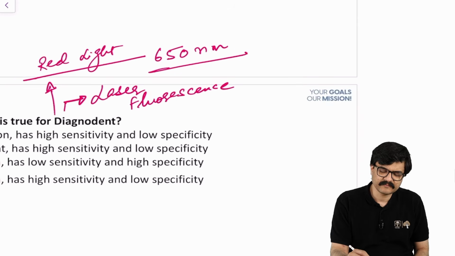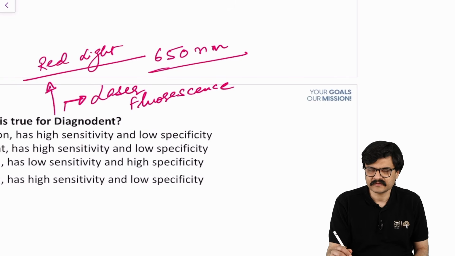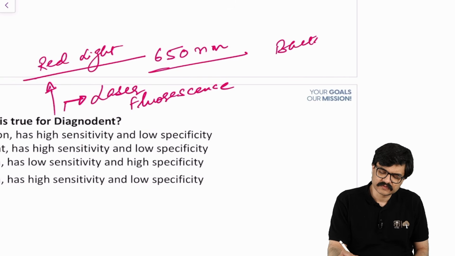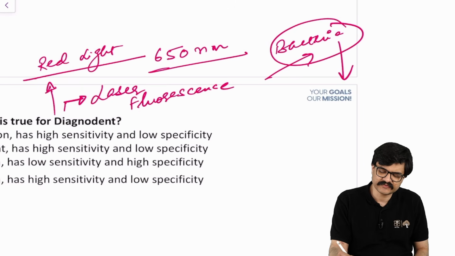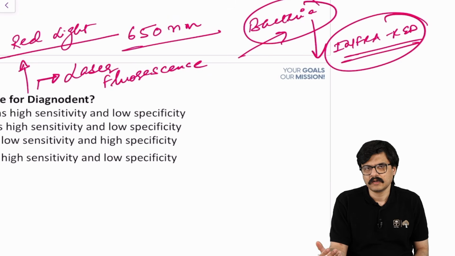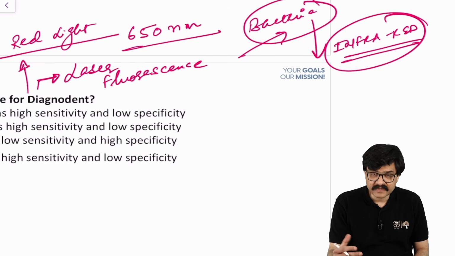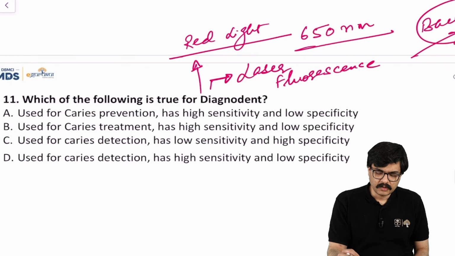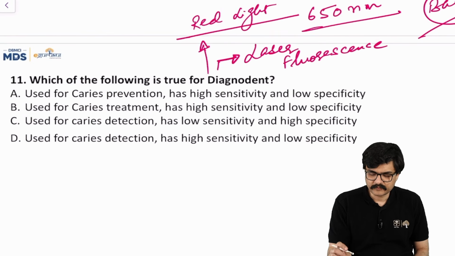So when this is made incident on the tooth, the bacteria inside the tooth cause fluorescence. That means they absorb this red wavelength and release the infrared wavelength. The greater the fluorescence detected by the detector or receiver of the Diagnodent pen, the greater the bacteria. So yes, it's good for caries detection. Yes, it's a diagnostic tool.